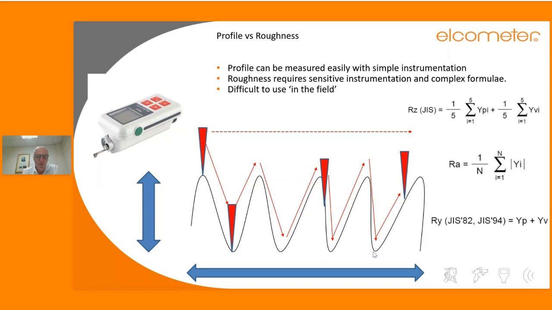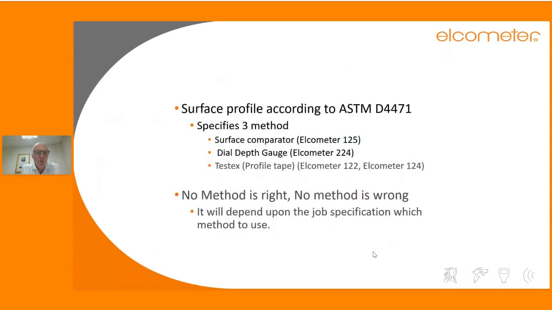So if we move on now to profile, most surface profile is measured according to ASTM D4471, which actually specifies 3 different methods: the surface comparator, the dial depth gauge, and Test-X or profile tape. Now, no method is right, no method is wrong. It will depend upon the job specification, and that will outline the method to use, and that will also outline the actual profile that's required for the paint.